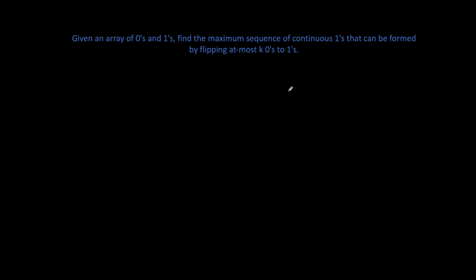So let's get to question 3. Again, this is a medium difficulty one, and this time you're going to apply the sliding window with flipping and swapping. Let's see how it goes. Given an array of 0s and 1s, find the maximum sequence of continuous 1s that can be formed by flipping at most k 0s to 1s. So let's check our example input.